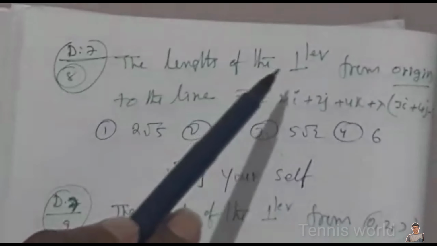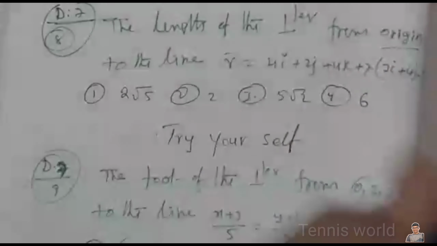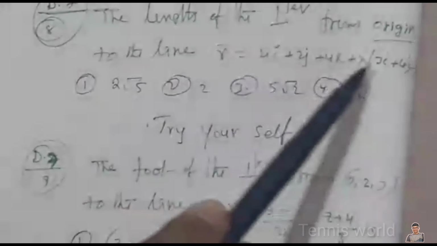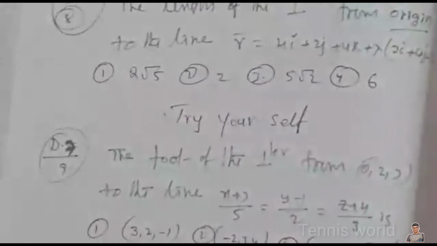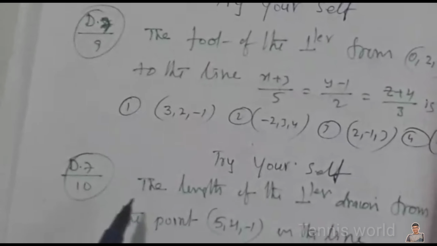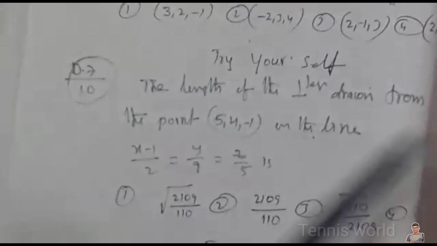Based on this problem, we have to solve some four questions. Suppose the length of the perpendicular from the origin, (0, 0, 0), to this line. But actually here the line is in vector form, so convert the vector form into Cartesian form, as we discussed in the above concept. You try this problem yourself. And one more question: the length of the perpendicular drawn from (5, 4, minus 1) to this line. You try this question also yourself.